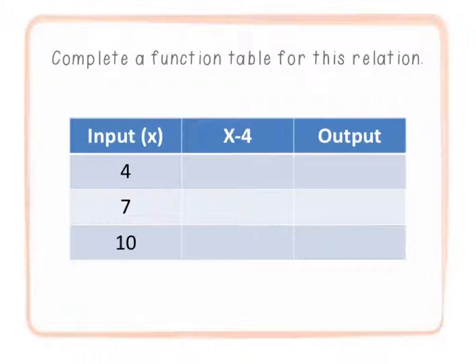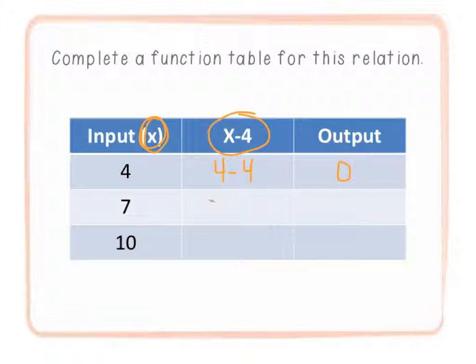I have another function table I need to fill in. This one is telling me my rule is x minus 4. So right here is my x's, and I need to plug that into my rule. So I have 4 minus 4. Remember in this column I show my work. I know that 4 minus 4 is 0.